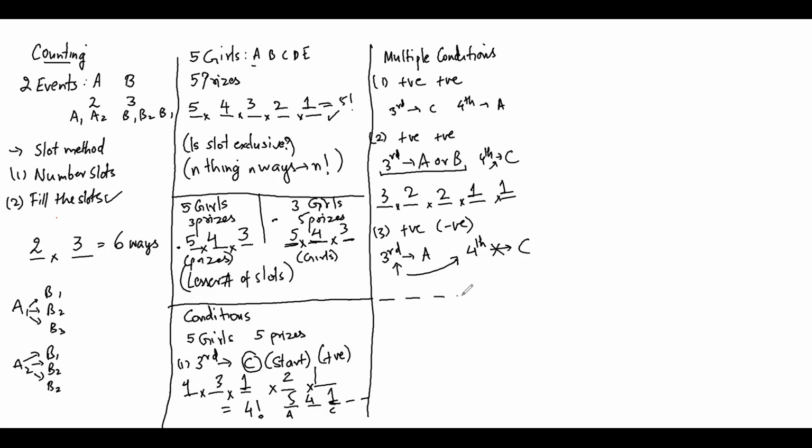So here you'll have 5 slots. And then you will give away the third prize first. In how many ways can the third prize be given? 1 way. In how many ways can the fourth prize be given? Now, 1 prize has already gone, that is the third prize. Fourth prize cannot be given to girl C. That means you're left with 3 prizes. And now you're left with 3 prizes and 3 girls, which is 3, 2, 1.